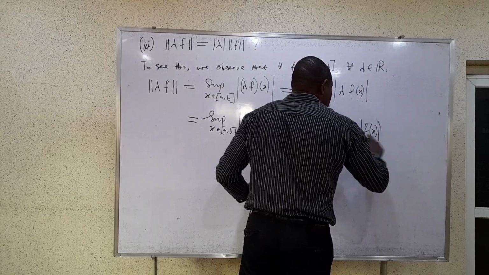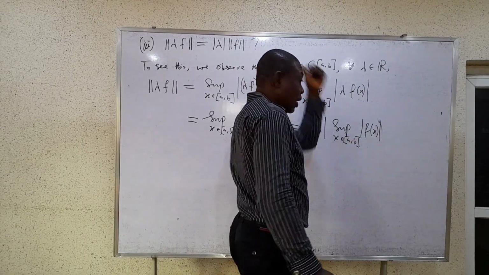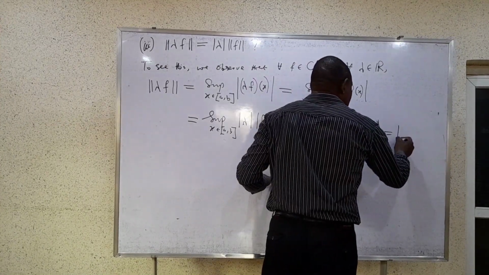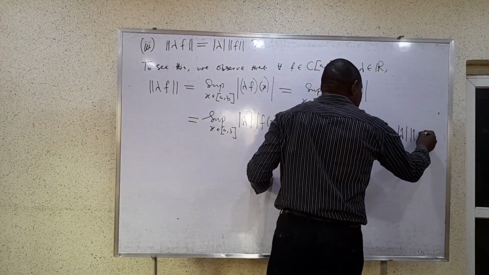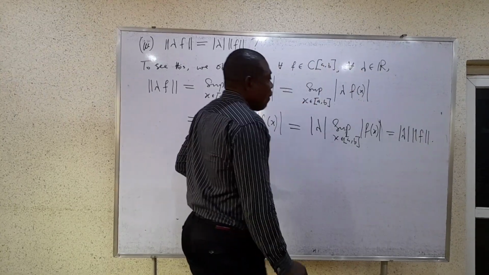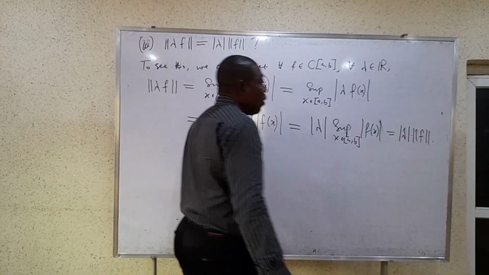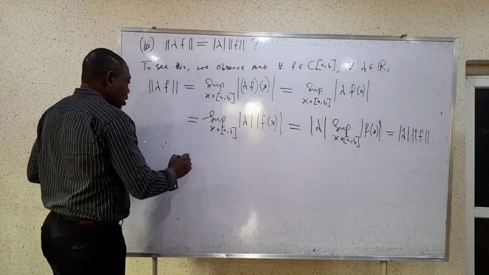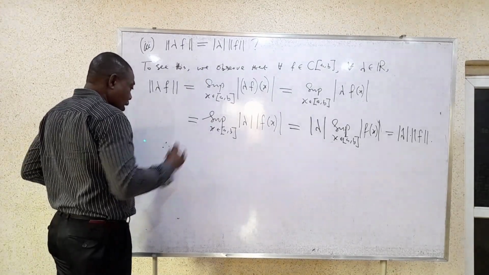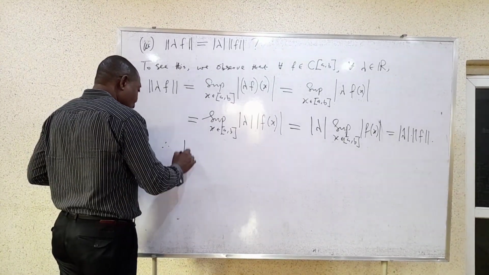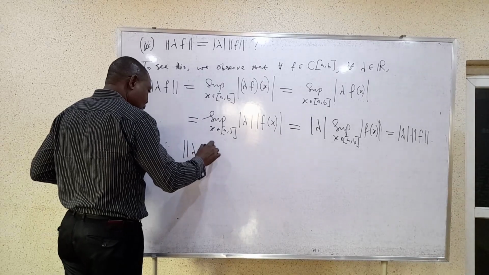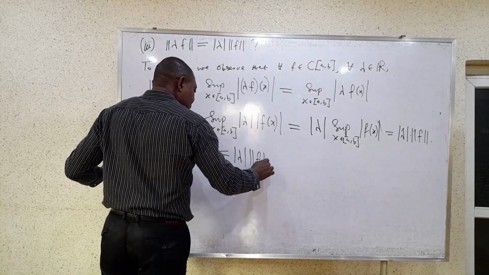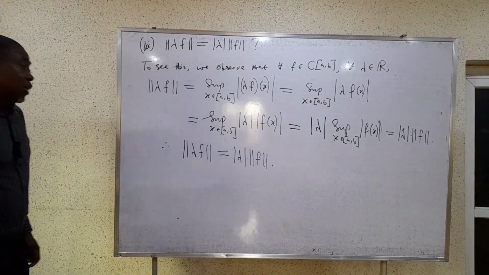But this is nothing but the norm of f, that value. So this is nothing but absolute value of lambda times the norm of f. So what we have is that for any f in C[a,b] and for any lambda in R, the norm of lambda f is equal to absolute value of lambda times the norm of f. So that's it.